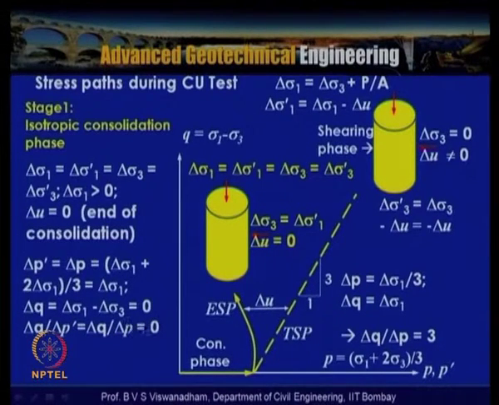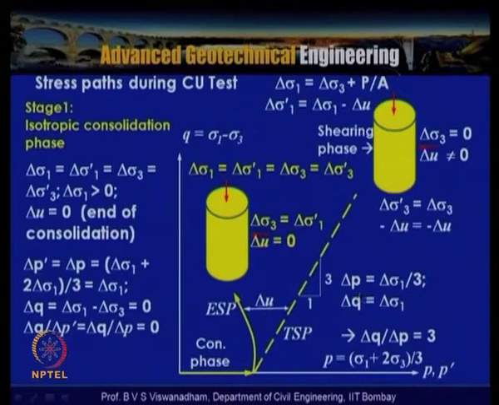0. So with that, what will actually happen is that delta Q is equal to 0 and delta P is equal to delta sigma 1, delta Q by delta P dash is equal to delta Q by delta P is equal to 0. So in this case also, during the consolidation phase the stress path actually runs like this. Then depending upon effective stress path, it means it runs like this; total stress path, it means it runs like this.